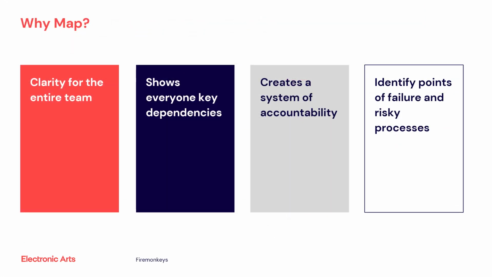There are a lot of benefits to mapping. First, it creates clarity for the entire team. Second, it shows everyone key dependencies, calls them out, and gives you the opportunity to manage them. Third, done right, it creates a system of accountability for who is responsible for what. Finally, mapping your pipeline can identify points of failure and risky processes.